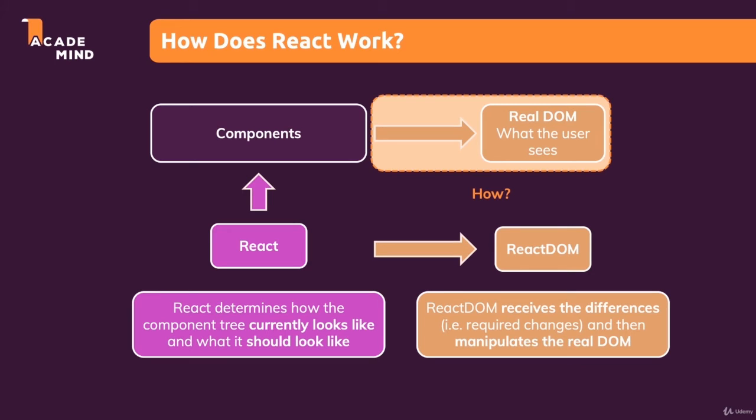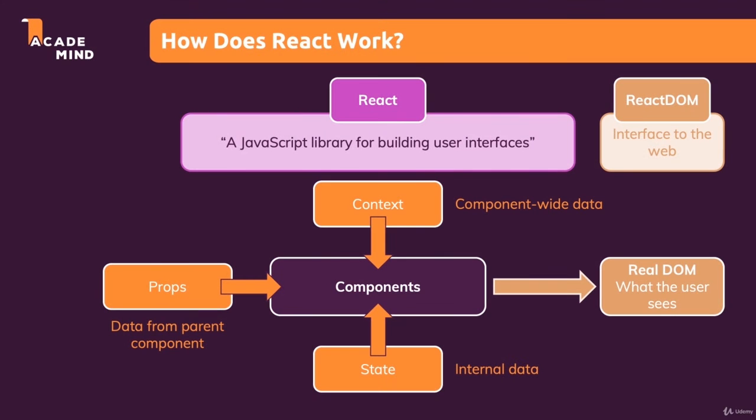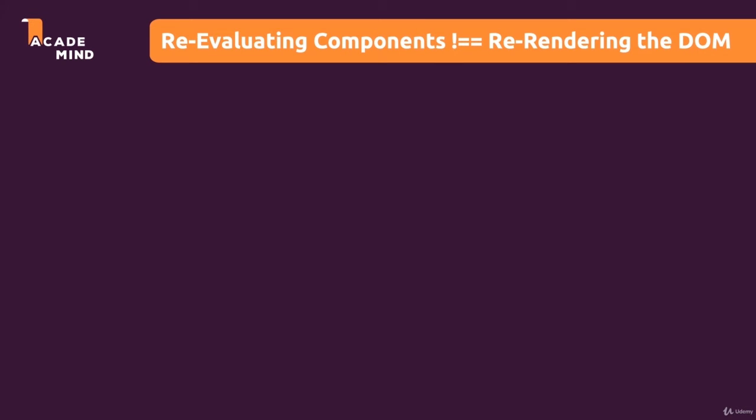Throughout this course, I often said that React would rerun a component function, that it would re-evaluate a component. And indeed, as I mentioned before, whenever state, props, or context of a component changes, that component function is re-executed. That component is re-evaluated by React. But it is worth noting that re-evaluating a component is not the same as re-rendering the DOM. So just because a component function is re-executed by React does not mean that the respective part of the actual real DOM is re-rendered or re-evaluated.